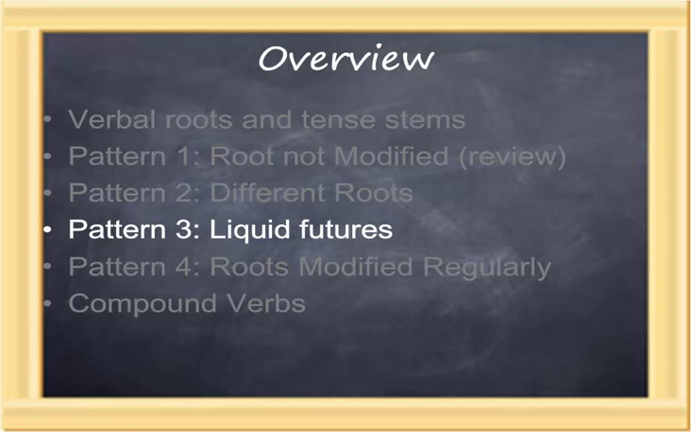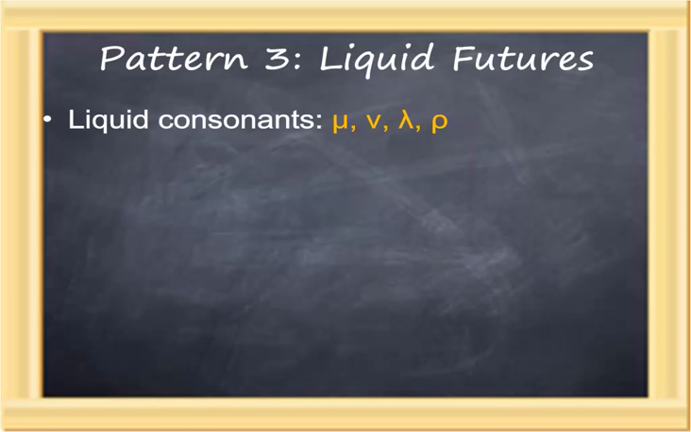Liquid futures are an interesting case. When one first looks at them, they look quite confusing, but there are key patterns to be discovered, which in fact make them rather easy to identify. Liquids are stems that end in one of the liquid consonants, mu, nu, lambda, or rho. These consonants are identified as liquids because either the air is rerouted through the nose or the tongue is twirled as the air flows. They're liquid consonants.